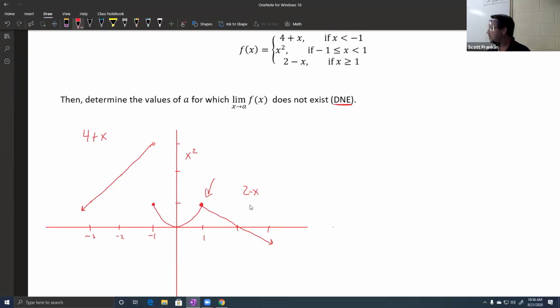You see -1 being the problem? It's the only place it's broken, right? So broken lines are places where the limit does not exist. So I would say a equals -1 is the only one. Cool.